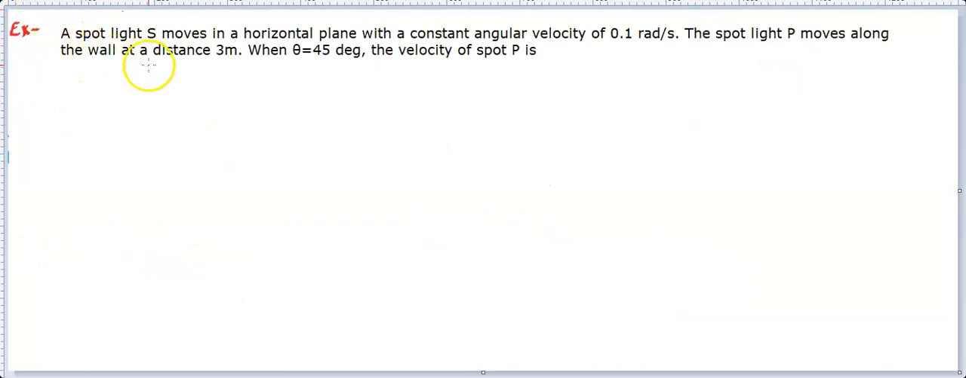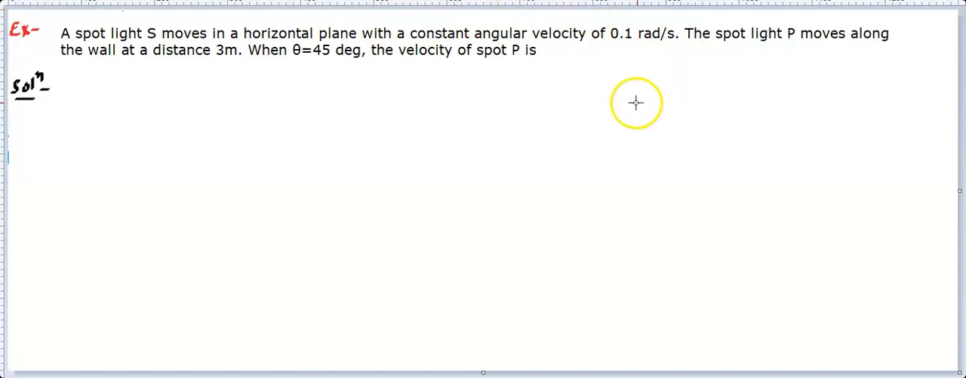Let us consider another example, which is also related to constraint with rotation. You can pause and solve. It says a spotlight moves in a horizontal plane with a constant angular velocity, given as 0.1 radian per second. The spotlight P moves along a wall at a distance of this from it. When the angle is this, what is the velocity of spot P? So we can make a picture for this.